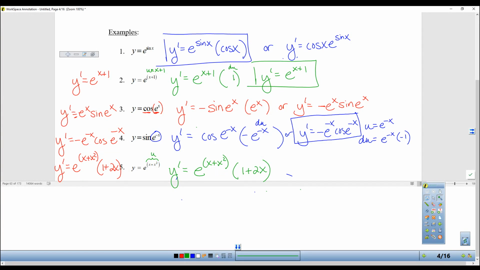So hopefully you liked it. The two hardest ones were not the ones with the e. It was really the ones with the trig. The three that were just e to the something, very straightforward. You just repeat the thing, and then you do the derivative of the exponent.